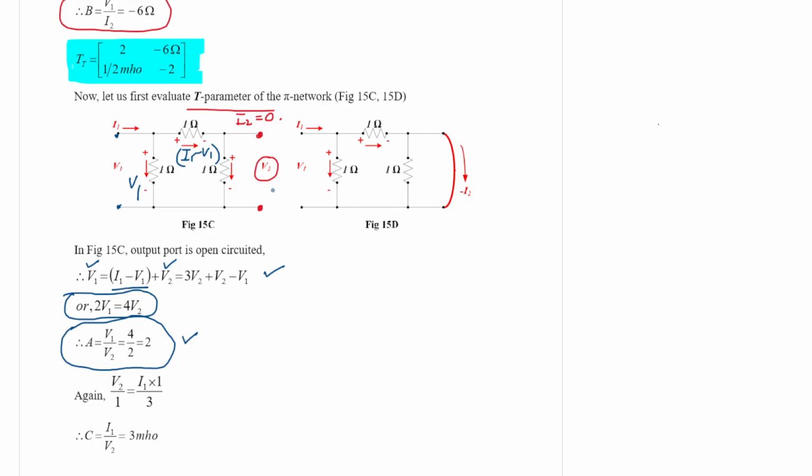Now from this equation, one interesting thing: V1 is equal to I1 minus V1 plus V2. So from there, 2V1 becomes I1 plus V2. So you need to remove I1 from here. Let me use the current division rule. What is that?